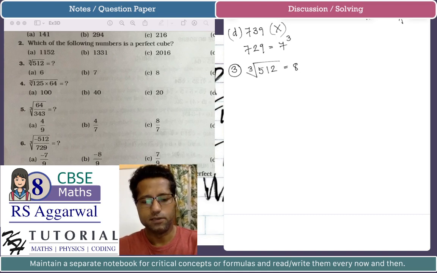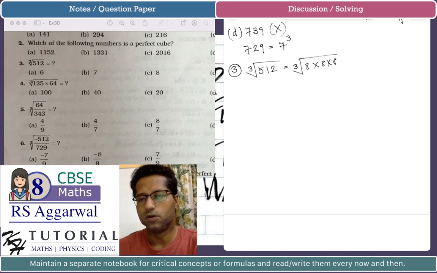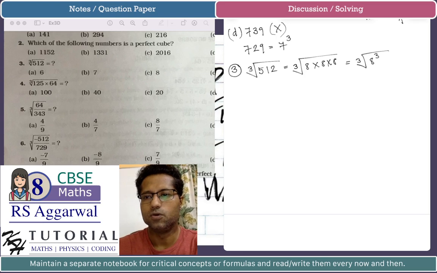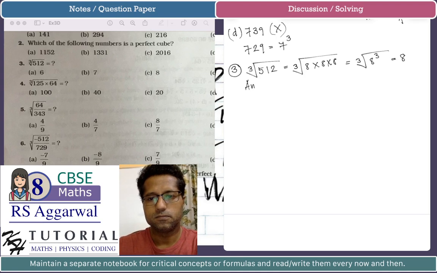We know that 512 is 8 multiplied by 8 multiplied by 8. So the cube root of 8 cubed is 8. So the correct choice is choice C.